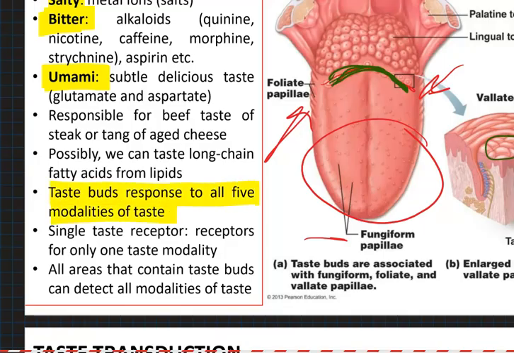Taste buds have receptors for all taste modalities. Not that they're specific. Your tongue can sense any taste at any location. It's a myth that sweet is in the front or bitter is in the back. That's not true. Okay?